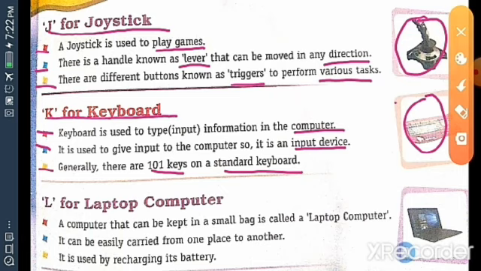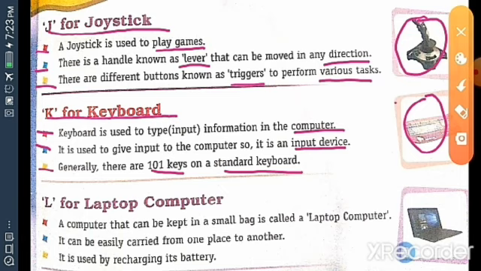Now, what is keyboard? A computer keyboard is a typewriter style device which uses an arrangement of buttons or keys to act as mechanical levers or electronic switches.